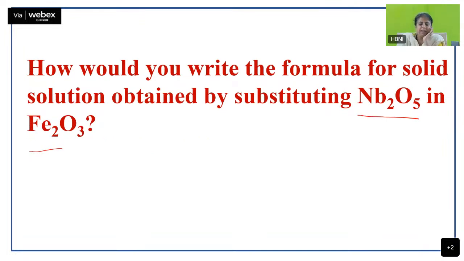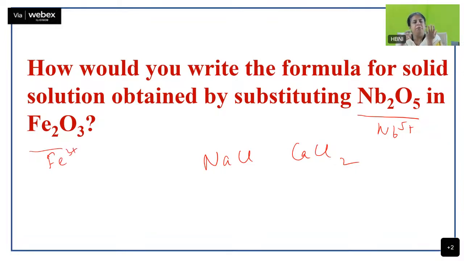And one advice that I always give, and it is not given in any of the textbooks, is that it is very difficult. Till we were talking about NaCl and CaCl2, the situation was simpler. Here I'm talking of a 5 plus cation. Here niobium is 5 plus, and this is Fe3 plus. It's not difficult at all, but it doesn't come that simple as 1 plus and 2 plus.